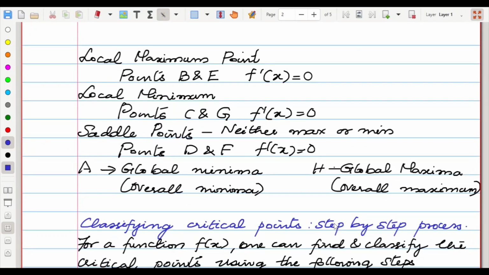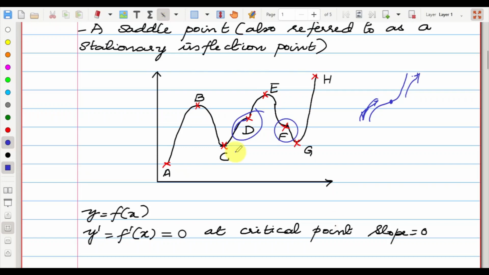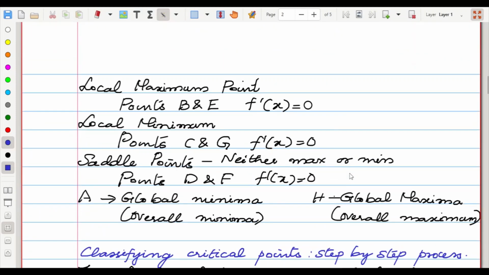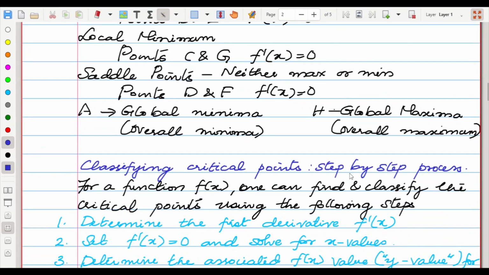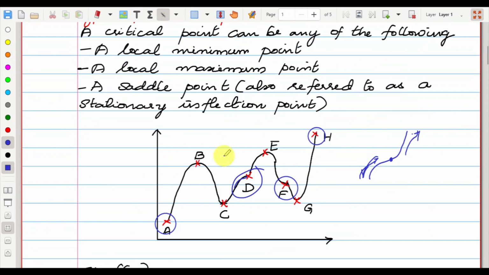Then our local minimum points are these 2 points. A and H are the global extreme points. The global minimum is the overall minimum. This A is the overall minimum and this H is the overall maximum.